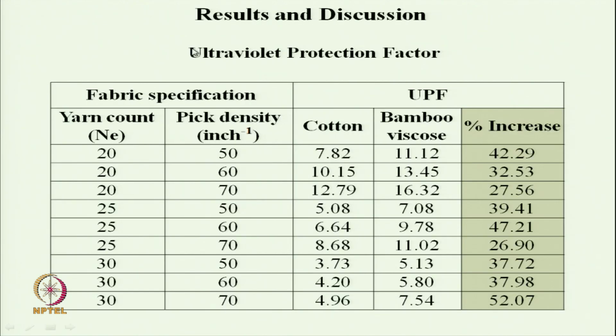Now, here if we see the UPF for both cotton and viscose for different fabrics, yarn count 20, 25, 30, for pick density 50, 60, 70. What we have seen here, overall the UPF of viscose is much higher than the cotton. Typically the increase is around 30-40%, even 50% increase is there as compared to cotton.